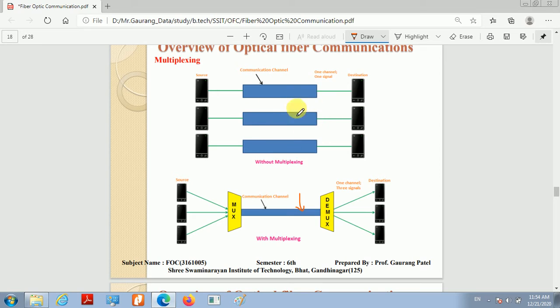In case without multiplexing, in order to send 3 signals from source to destination, we are using 3 different separate channels. But obviously, in case of multiplexing, we have to use only one channel. In case of without multiplexing, we have to use 3 different channels. So we can say that with multiplexing, the resources are effectively utilized, or we can save the resources.